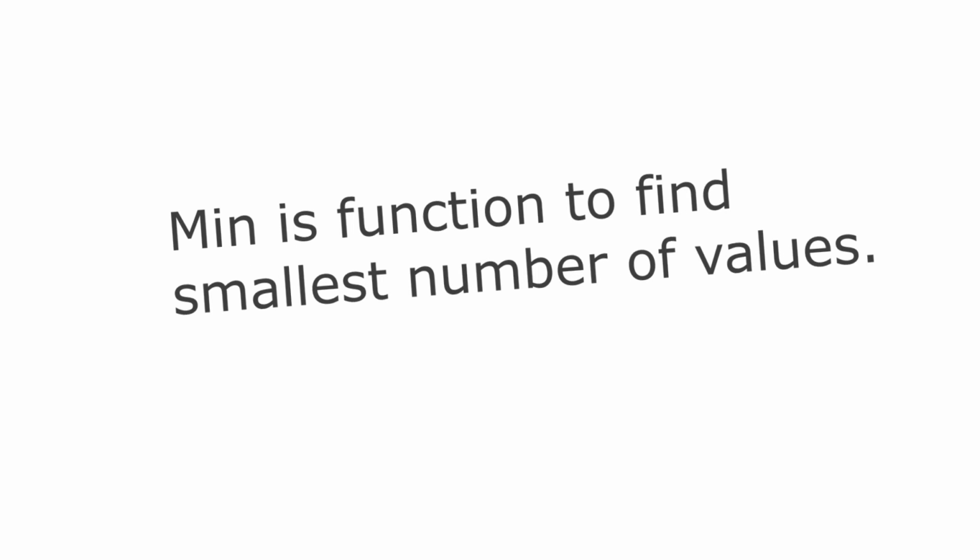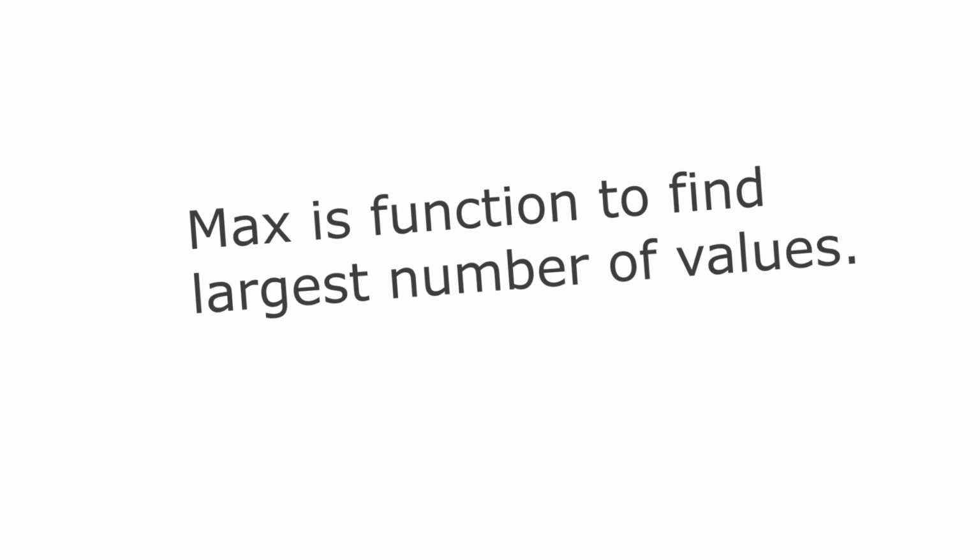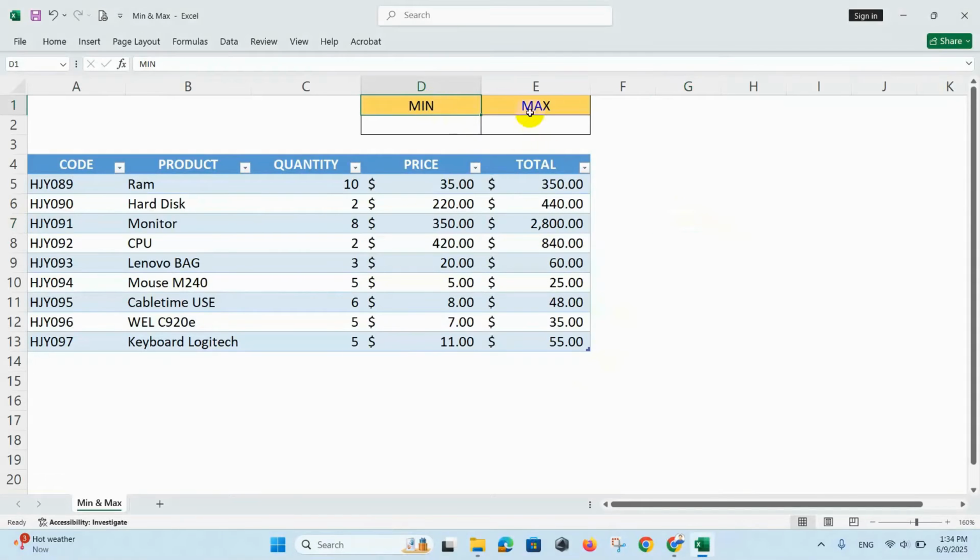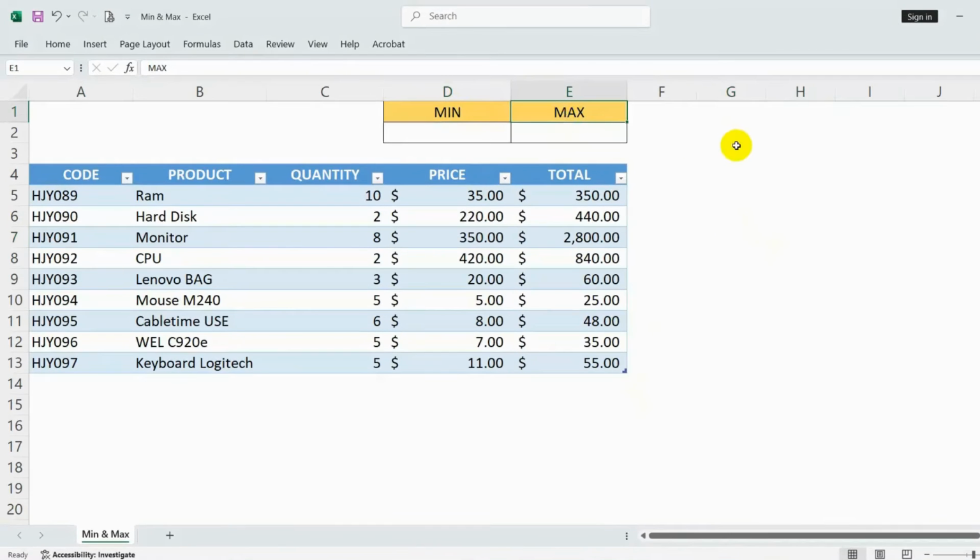Min and max function in Microsoft Office Excel. Min is a function to find the smallest number of values. Max is a function to find the largest number of values. In this example, I have a list of products out of stock, and I want to find the smallest and largest value of sales of all of these products.